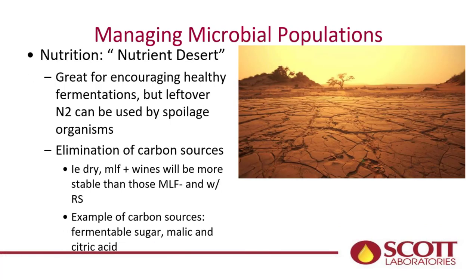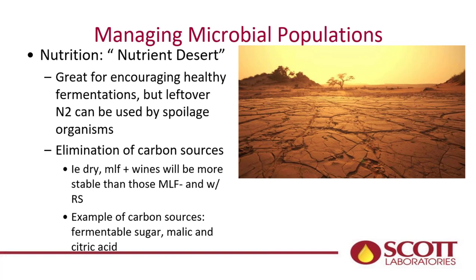Another way to control microbial populations or to ensure a relative amount of stability in your wine is to create something that's generically termed a nutrient desert. So ideally, let's say in a red wine, you might use some sort of fermentation nutrient like Fermaid O or Fermaid K or DAP, something like that.